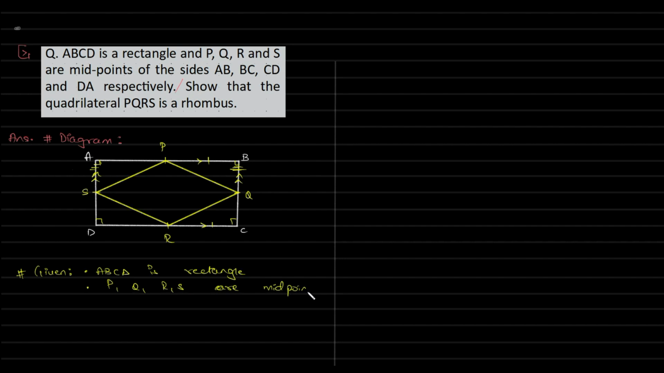Now, P, Q, R, S are midpoints of AB, BC, CD and AD. Show that quadrilateral PQRS is a rhombus. So we need to prove that this is a rhombus. So how do we do that? To prove PQRS is a rhombus.